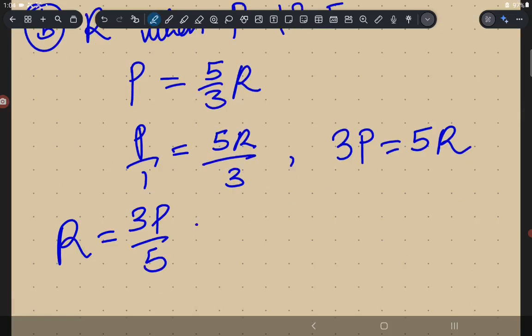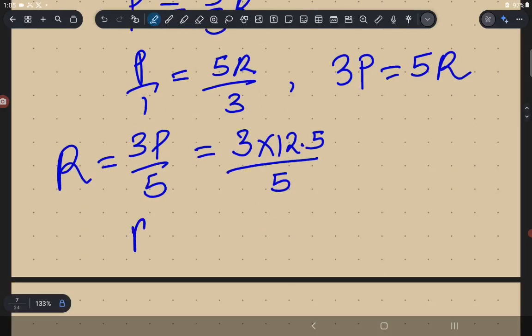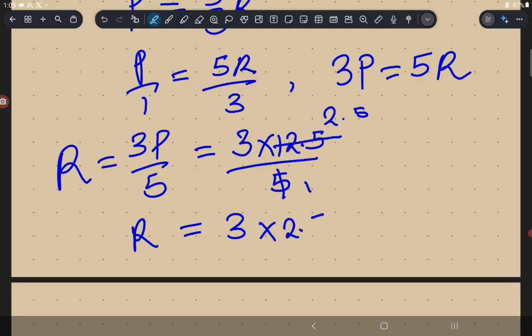Now we have been given P to be 12.5. So 3 times 12.5 divided by 5. The 5 here is 1, and 12.5 divided by 5 will be 2.5. So it will be 3 times 2.5, which means the value of our R will be 7.5. I want you to stay tuned for the next example.